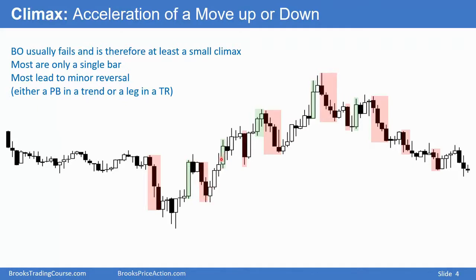Every trend bar is a climax. Here's a buy climax, a pause, and we continued up. Here's a buy climax and a bear bar, a pause, and it led to a reversal down. Most of the reversals are minor. For example, here we have a buy climax, and it led to a reversal down that became a higher low, a bull flag and a bull trend.